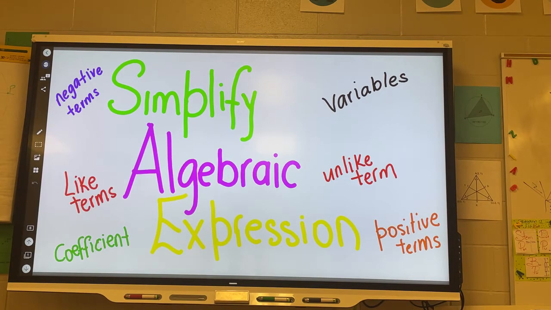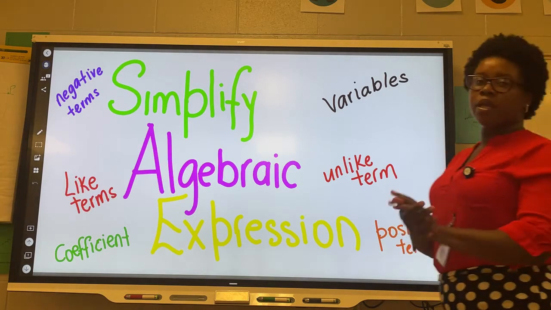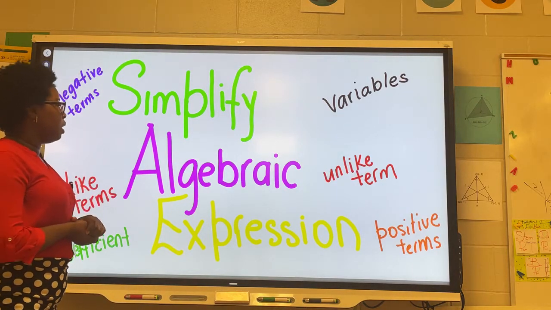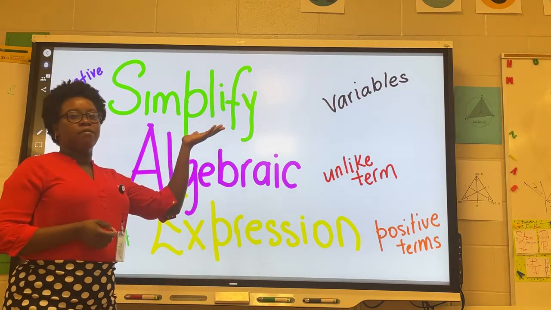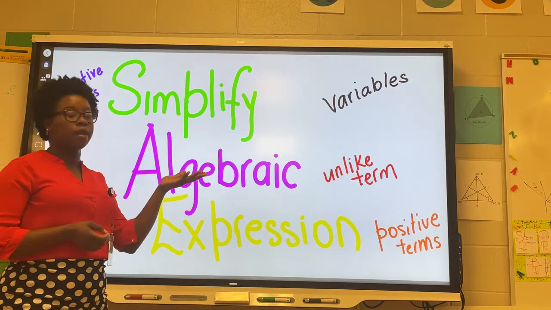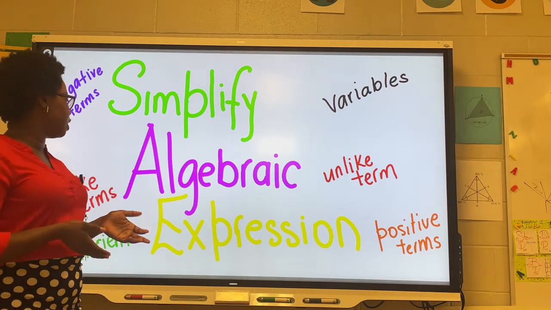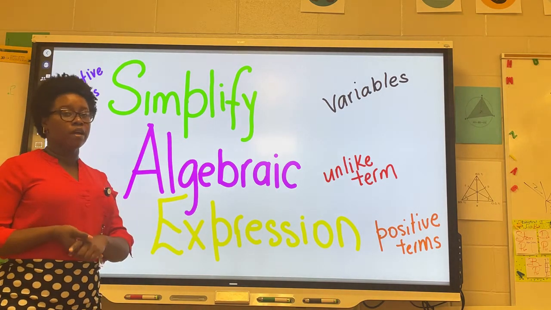Okay, so when it comes to algebraic expressions, we basically need to know what it means to simplify: put it in its simplest form. Algebraic expression comes from the term algebra, that has to do with numbers, letters, and different terms. And expressions, you know, do not have an equal sign.